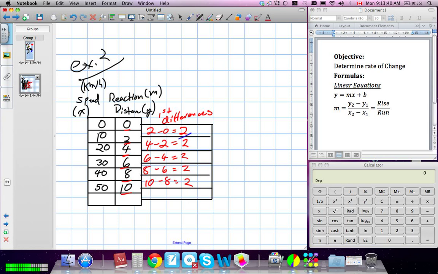Now I have to find the average rate of change. Because this is going up by the same amount every time, and this is changing by the same amount every time, we just have to find 2 points. So we're going to find the very first one using our slope.